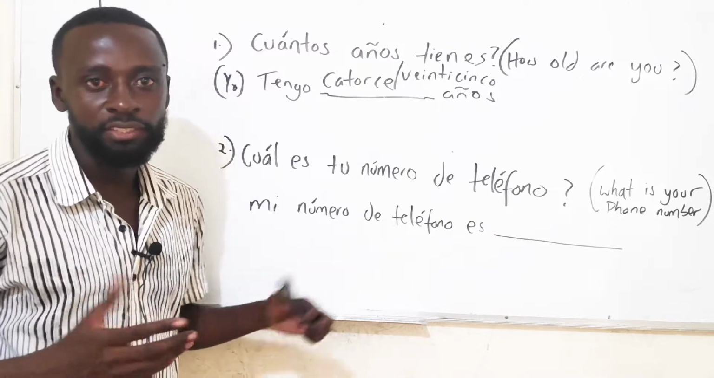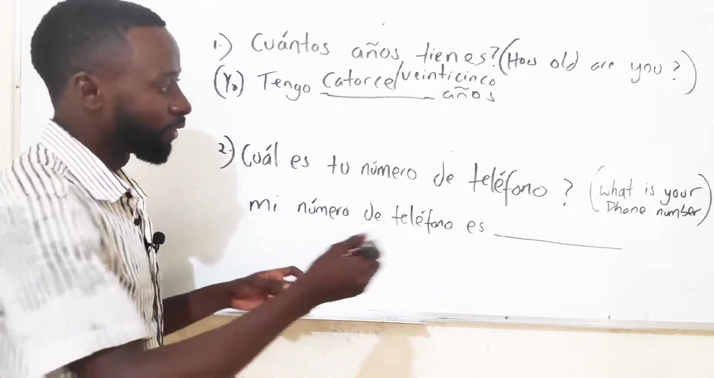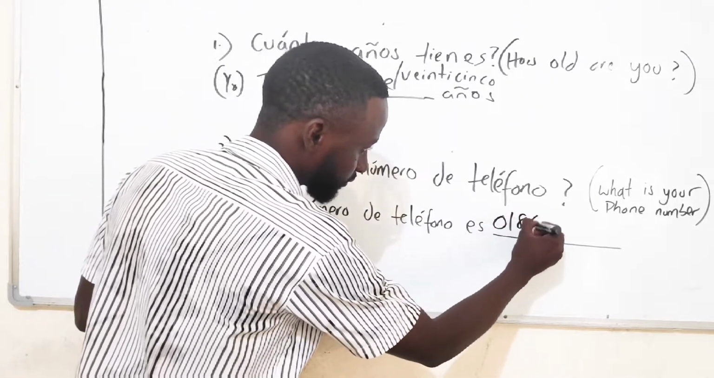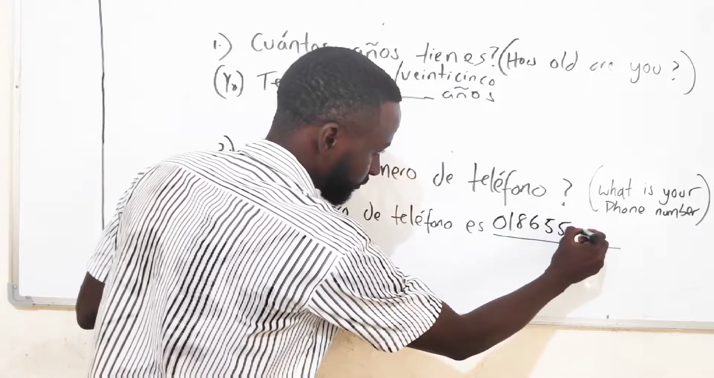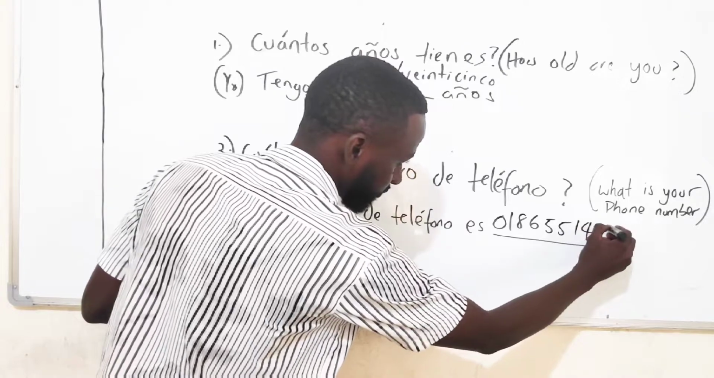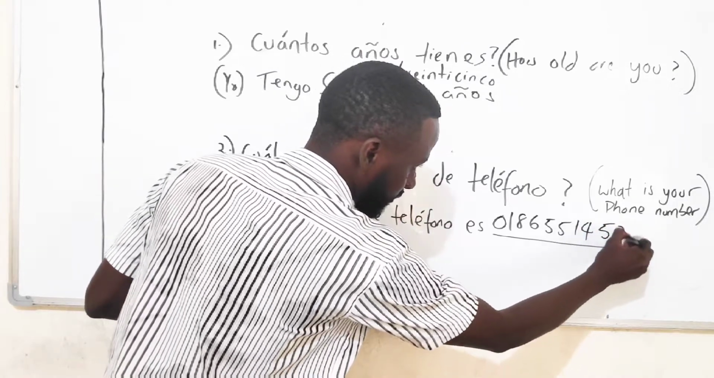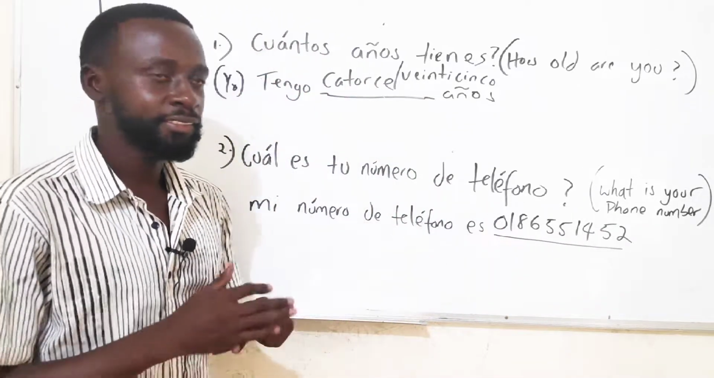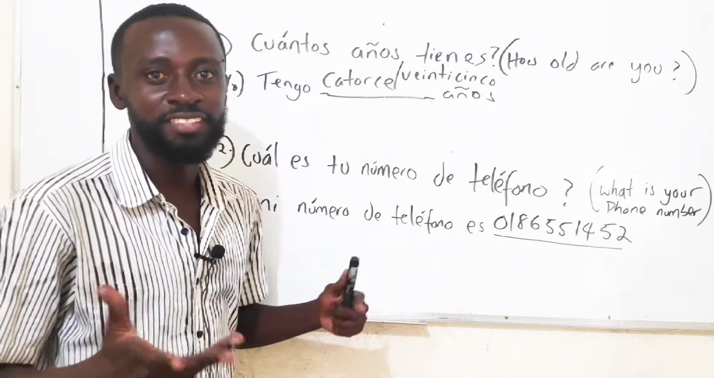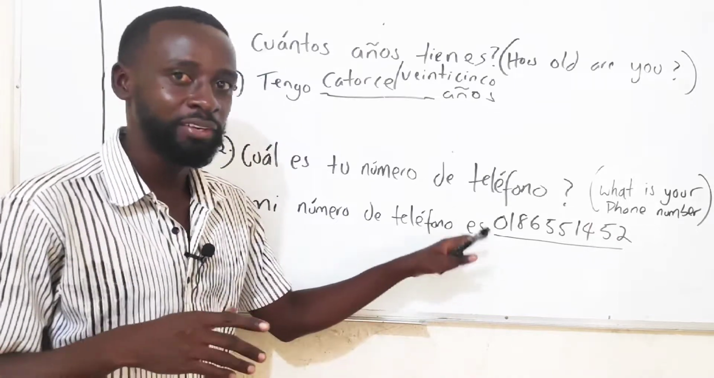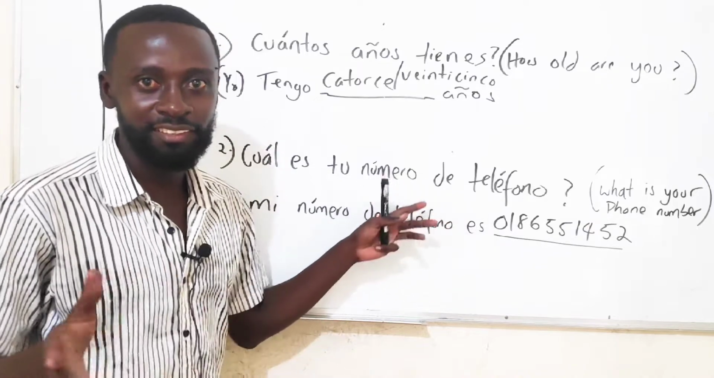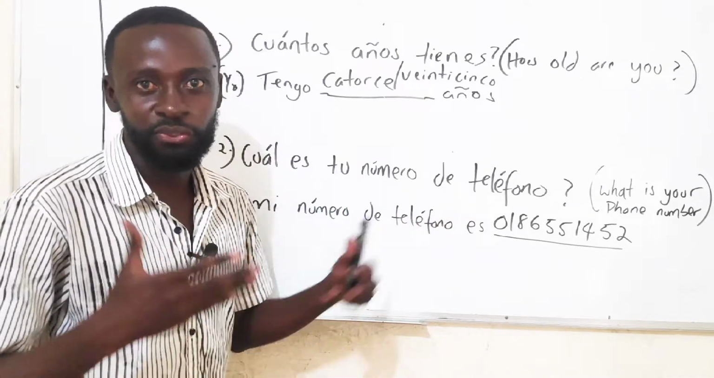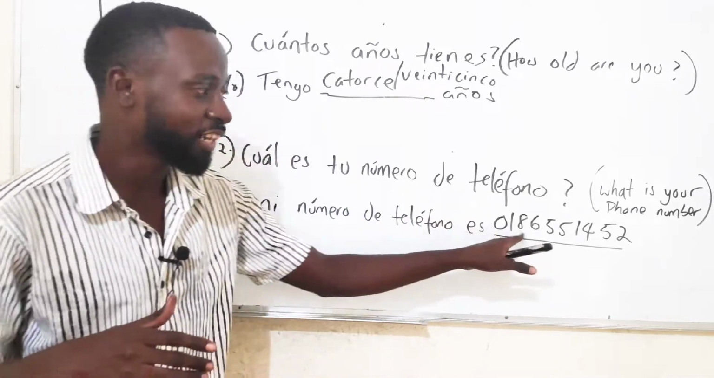So I'm going to write a random number and you'll practice together the numbers in Spanish. Let me write. Yes, I've written a random number here. But it is not my number, so don't try calling it. No es mi número. Es falso. Just a random number. Es para que podamos practicar, so that we can just practice.